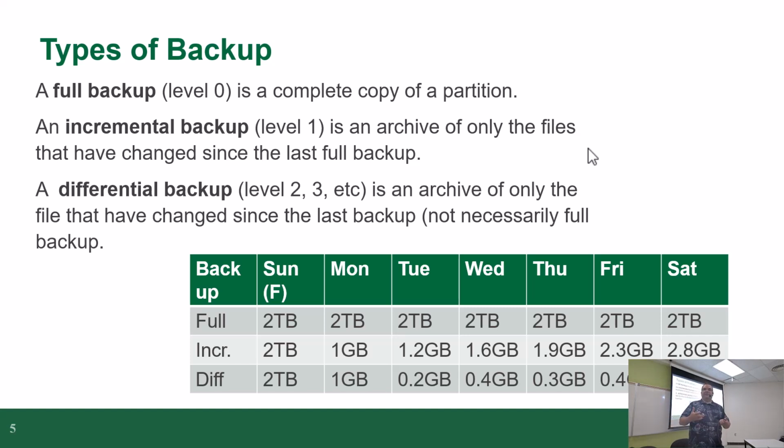And then we have something called a differential backup, which is the level 2, 3, 4. The differential backup is the backup of the files that have changed since the last backup, but it might not be necessarily... see, I was right. It'll be the files that have changed since the previous backup, whether it's a full backup or an incremental backup.